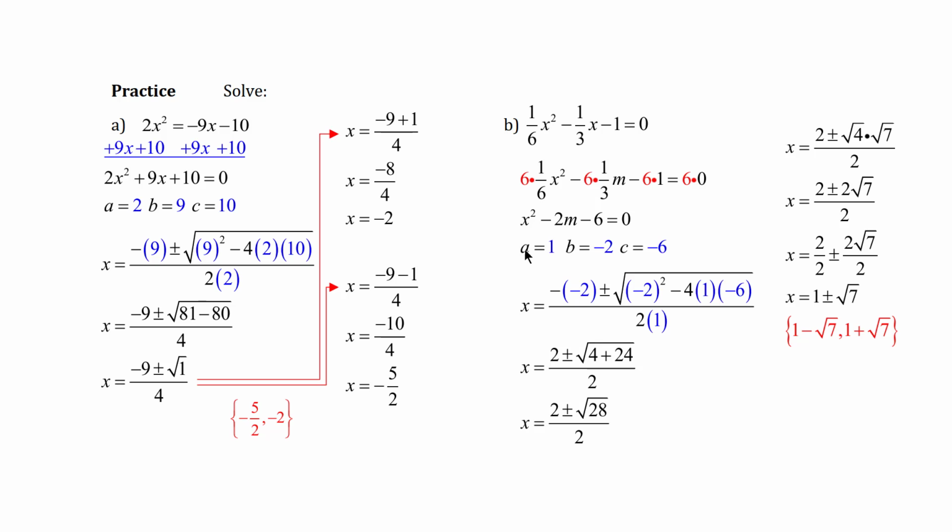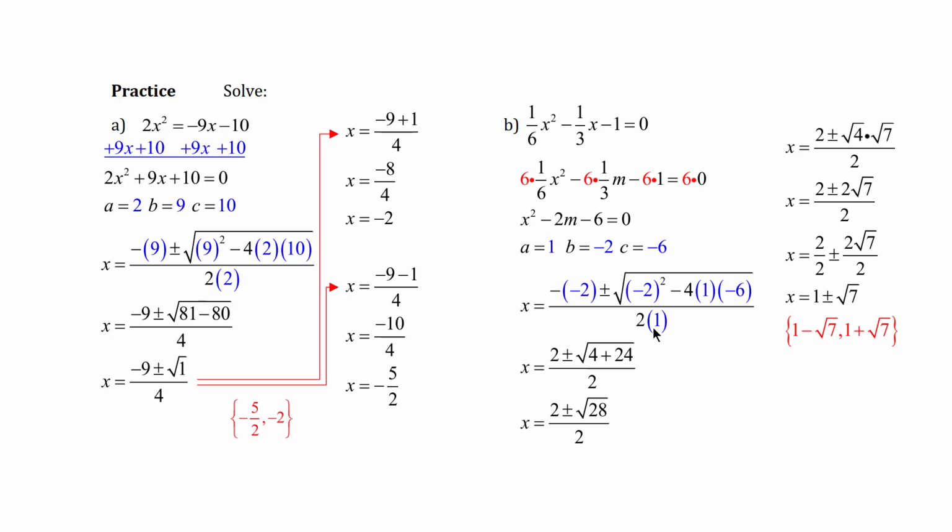Our value for a is going to be 1, our value for b is negative 2, and the value for c is negative 6. Next, we substitute our values for a, b, and c into the quadratic formula. We get x equals minus a negative 2 plus or minus the square root of negative 2 squared minus 4 times 1 times negative 6 all over 2 times 1.